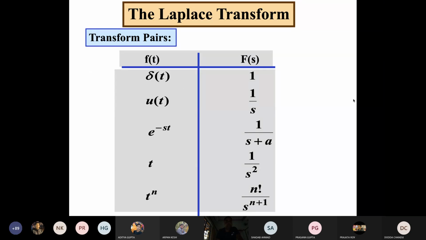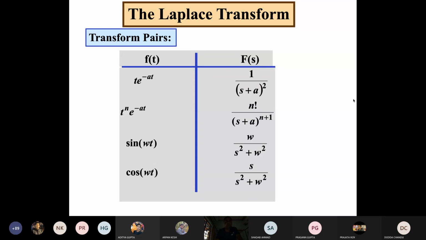So we have seen that the unit impulse function's Laplace transform is 1, the unit function's transform is 1 by s, e to the power minus at's transform is 1 by s plus a. t's transform is 1 by s square. t to the power n's transform is n factorial by s to the power n plus 1. t e to the power minus at's transform is 1 by s plus a whole square. t to the power n e to the power minus at's transform is this.